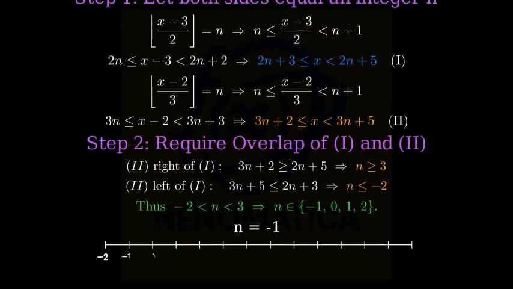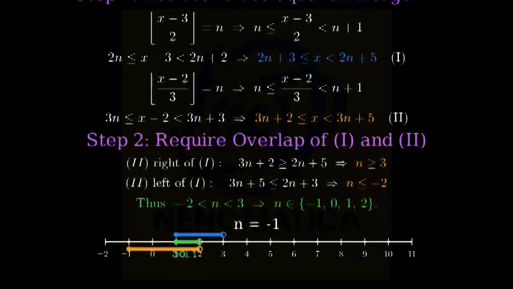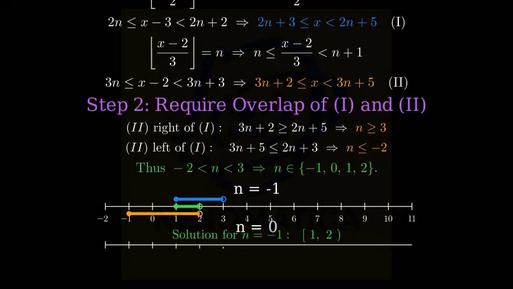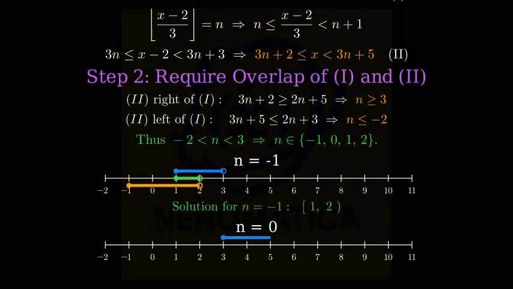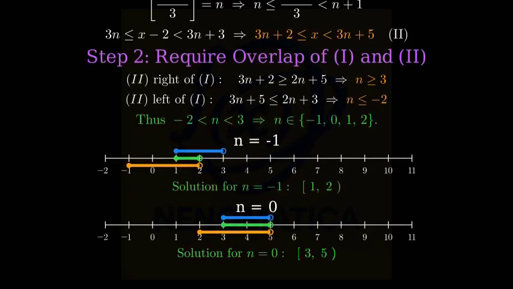Step 3. For each allowed n, we intersect the two intervals to get x. Watch the number line. Blue shows interval 1 from the left side. Orange shows interval 2 from the right side. And the green segment is their overlap, which is the solution for that n.